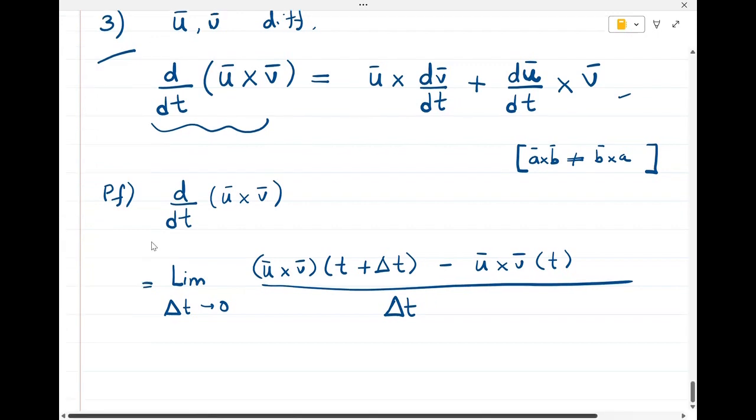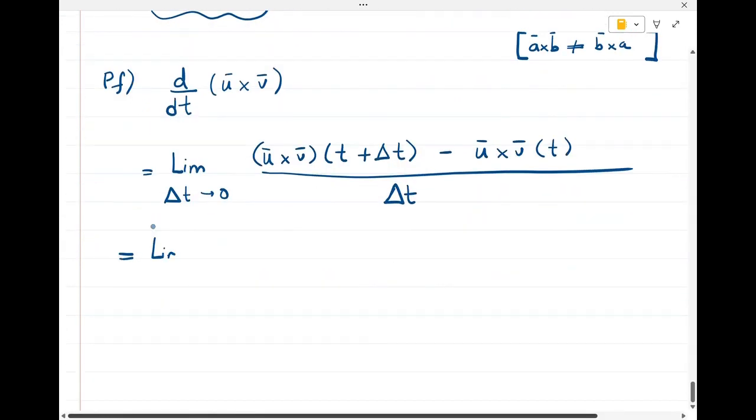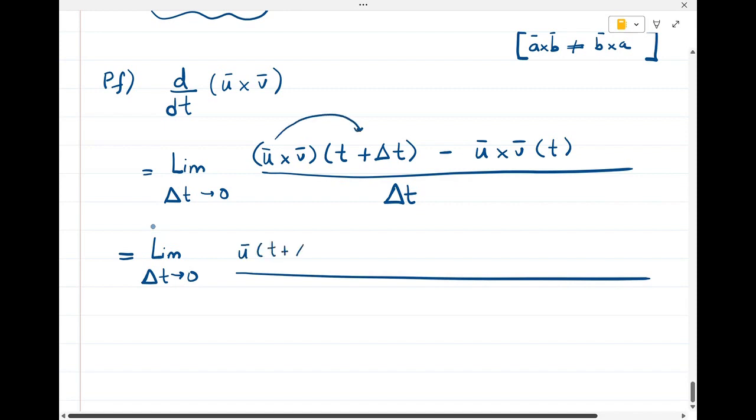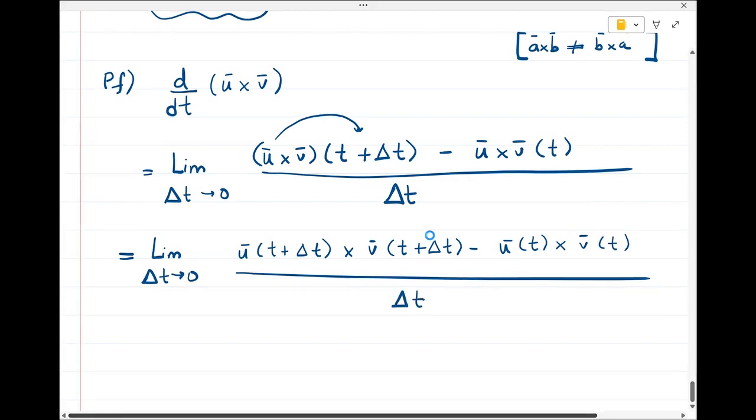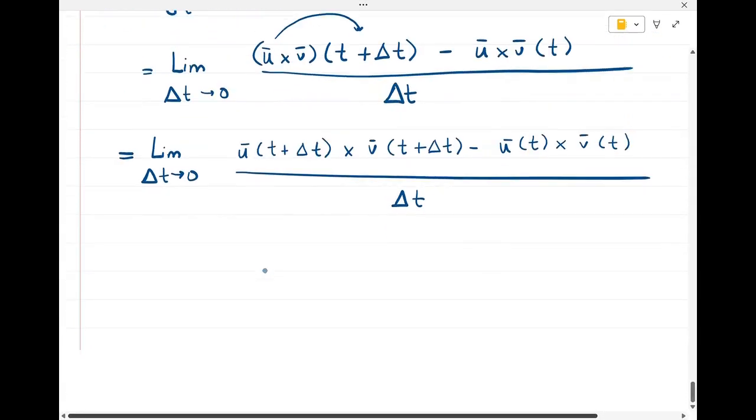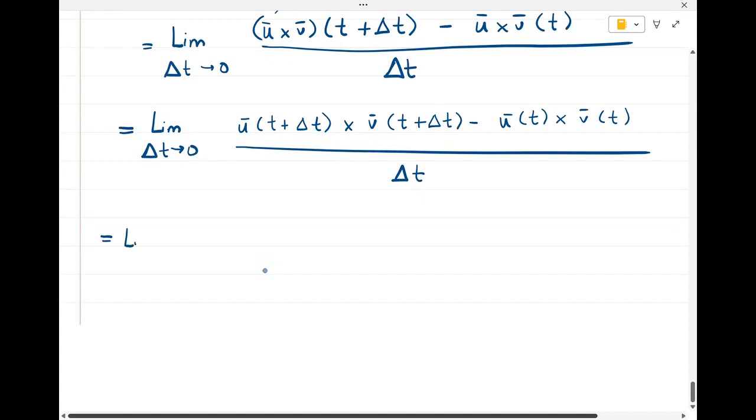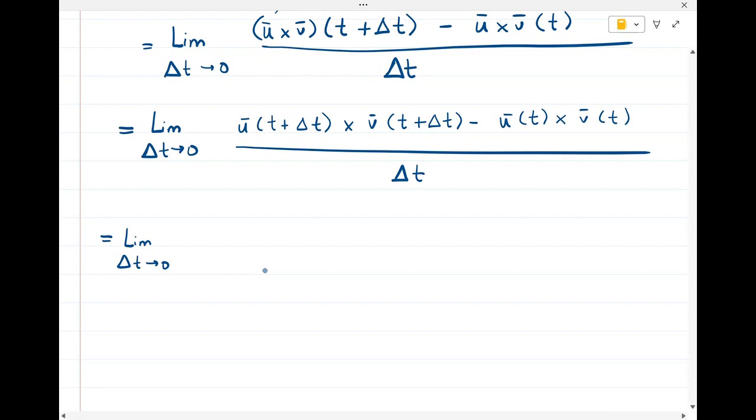This is equal to limit delta t tending to 0 of u bar of t plus delta t cross v bar of t plus delta t minus u bar of t cross v bar of t, divided by delta t. Now I'm going to do some smart work here. I'm going to add and subtract the same quantity so that the meaning does not get changed. Let me write 1 upon delta t in the corner.